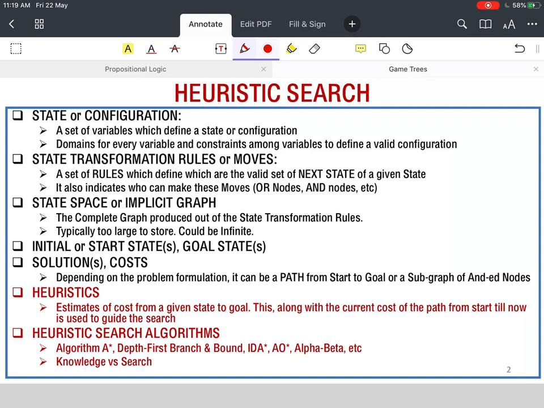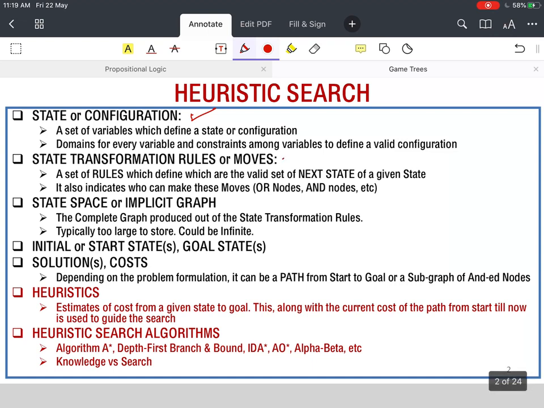Just to revise, the heuristic search paradigm is modeled in the following manner. Every problem, in this general purpose problem solving paradigm, has a state or a configuration which consists of a set of variables which define a state, and domains for every variable, and the constraints among them define valid states.